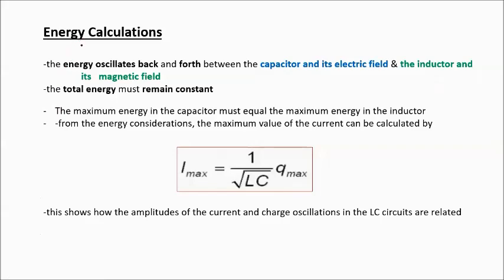Next is energy calculations. So the energy oscillates back and forth between capacitor and its electric field, and the inductor and its magnetic field. So the total energy must remain constant. The maximum energy of the capacitor must equal the maximum energy of the inductor. So equal, walang nawala. From the energy considerations, the maximum value of current can be calculated by this formula. So I max is equal to 1 over square root of LC times Q maximum. So this shows how the amplitude of the current and charge oscillations in the LC circuits are related.